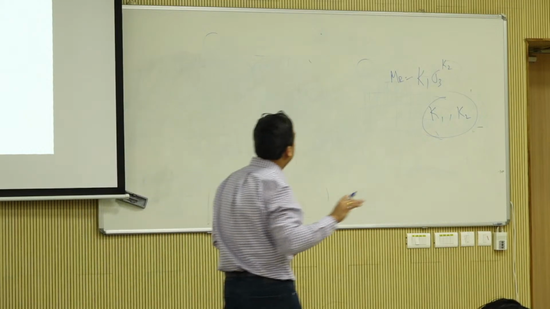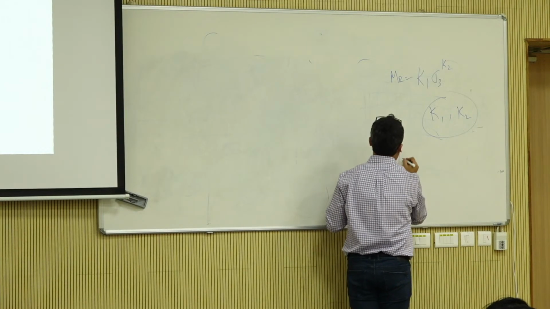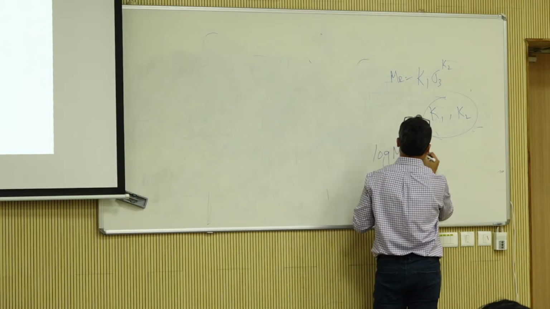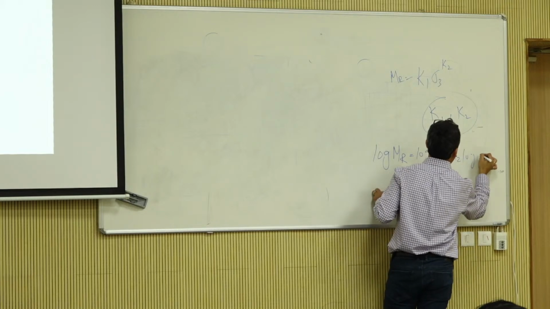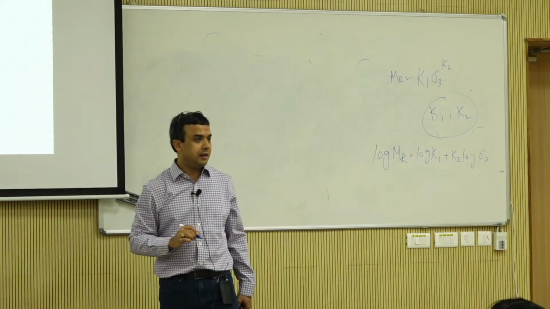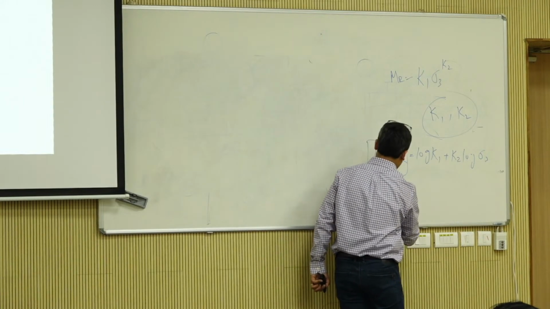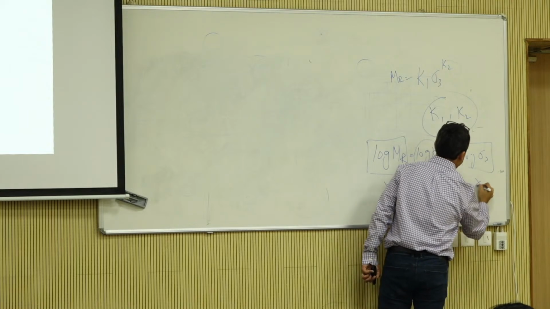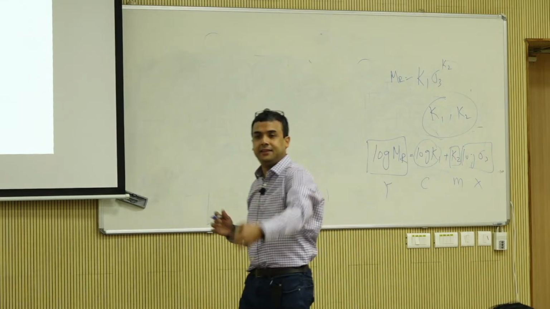Okay, you're going ahead, but I'll go with you because we are not there yet. But okay, log MR is equal to log K1 plus K2 log sigma 3. That's y equal to mx plus c. This is c, this is x. That's what you are also saying, right? And then what do you do?